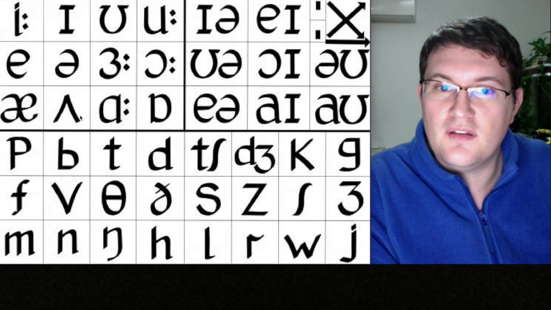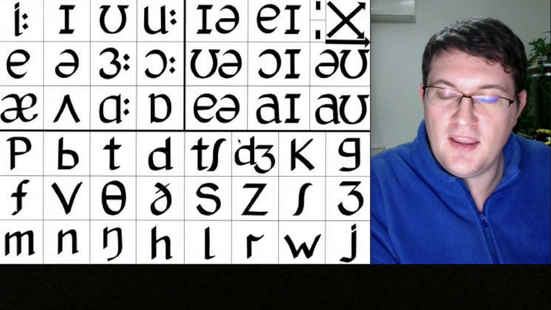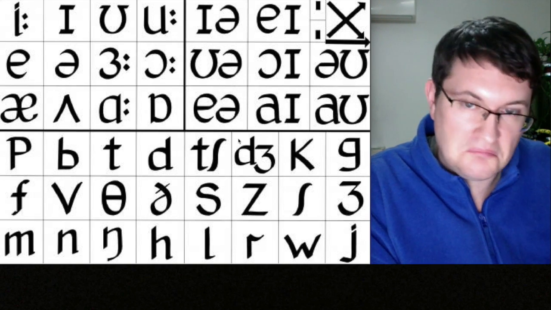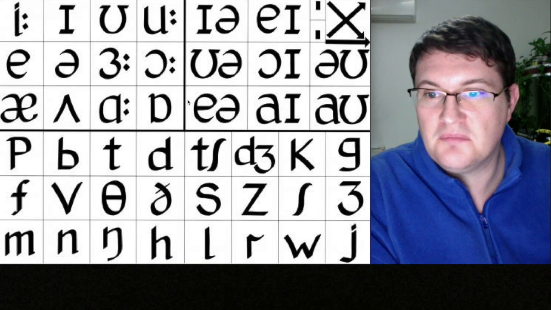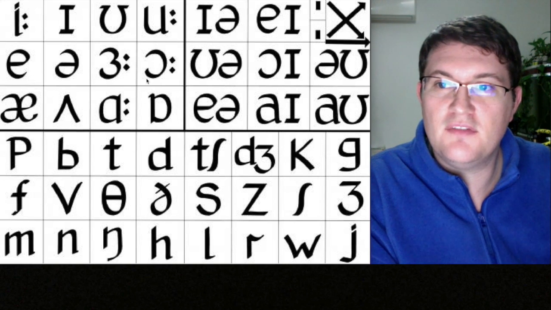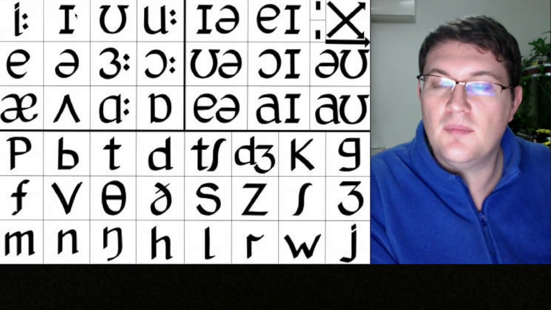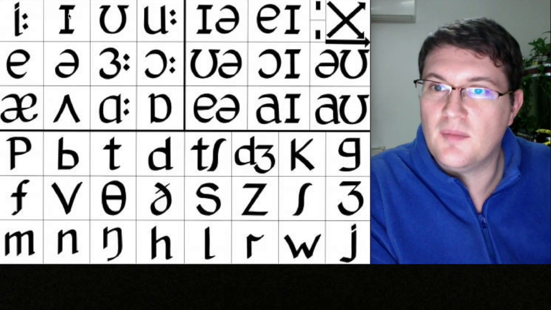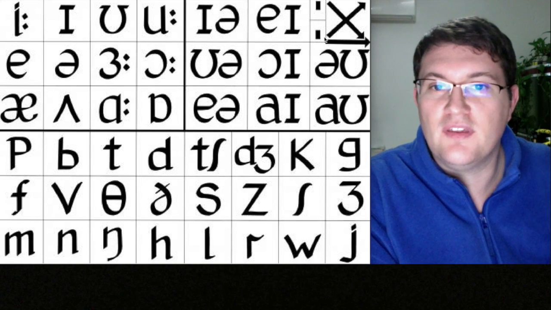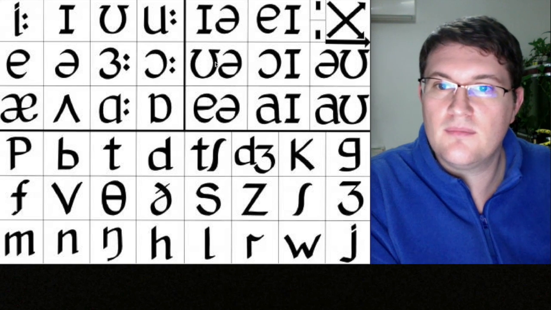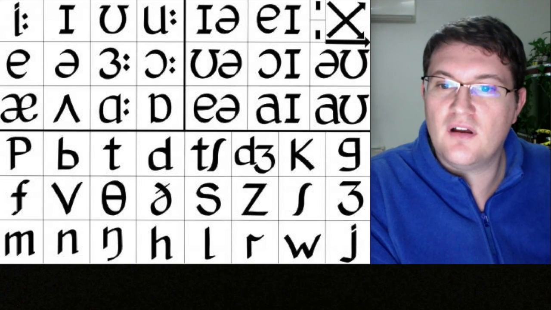This chart was made by Adrian Underhill. You can Google him. He's quite popular in the English ELT community. If you look in the top left area of the phonemic chart, these are all vowels. They're monophthongs, by themselves. Over here we have combinations of these monophthongs, called diphthongs, and then at the bottom we have consonants.